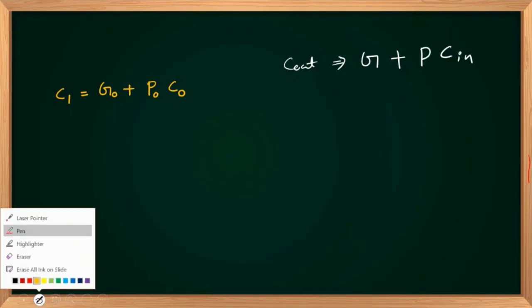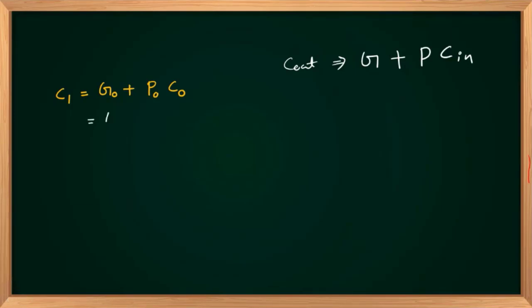And G0 is what? A0 B0, or I will write it as G0 itself, otherwise it will be lengthy. So G0 is nothing but A0 dot B0, and P0 is nothing but the XOR operation between bits A0 and B0. Then I'm trying to write the expression for C2.